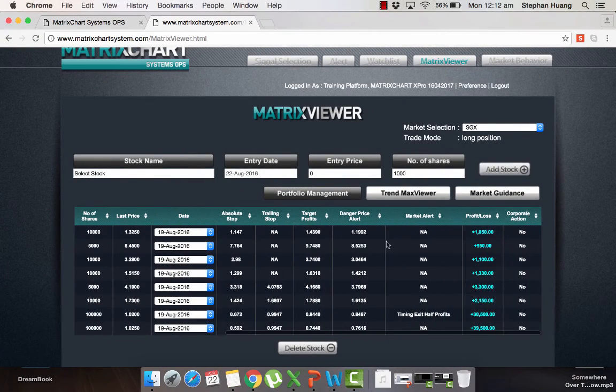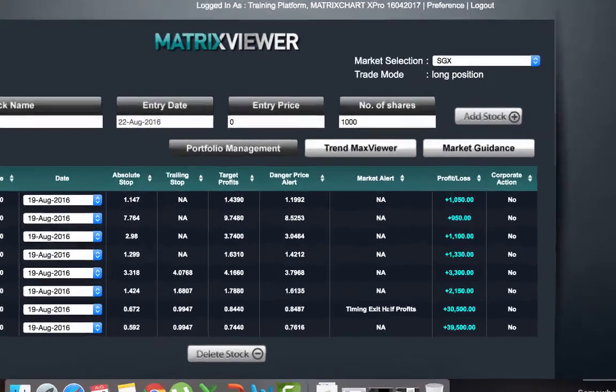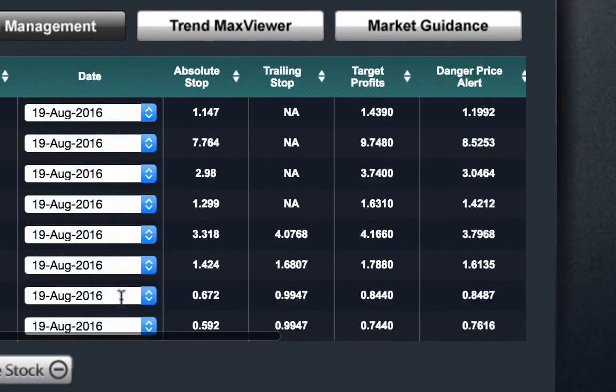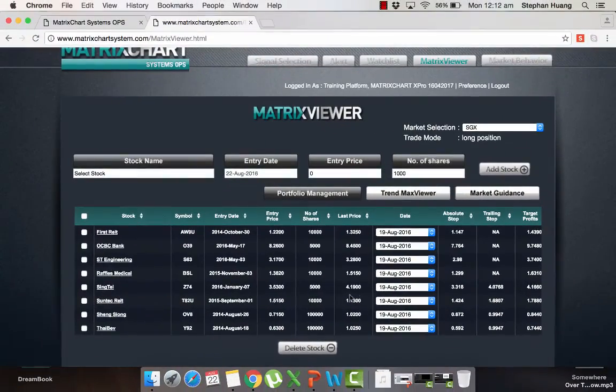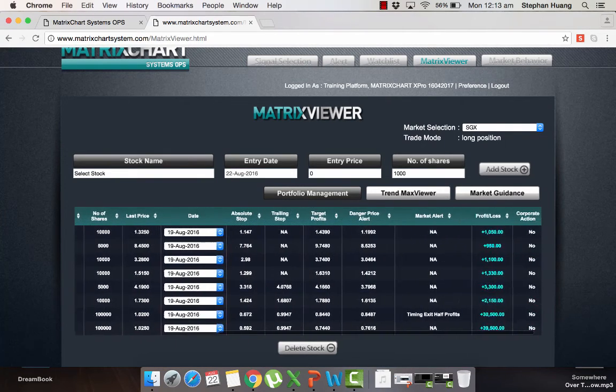Right? The next thing I look at is the market alert. Okay, this sometimes gives me the instructions of what to do. So for this example, timing exit half profits. This means that this stock, which we have visited earlier, Sheng Siong, is doing well, and is doing so well we should exit half of the profits.